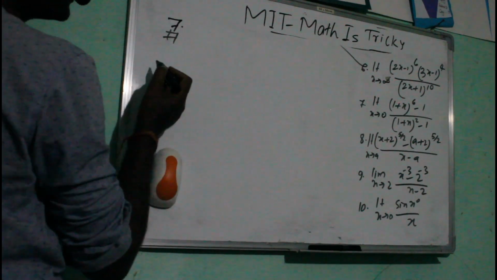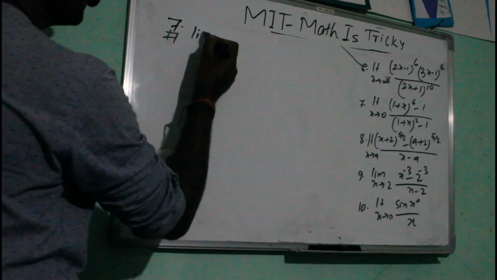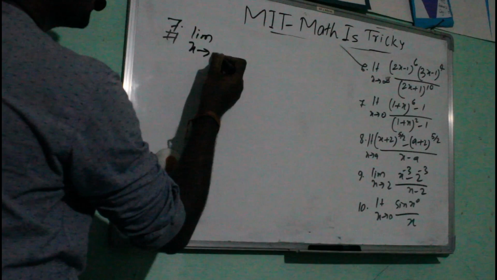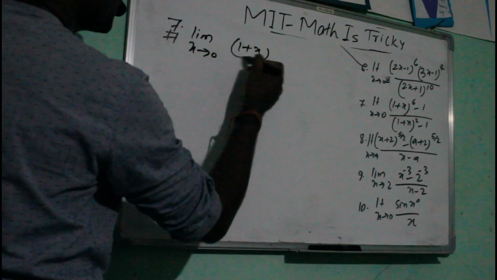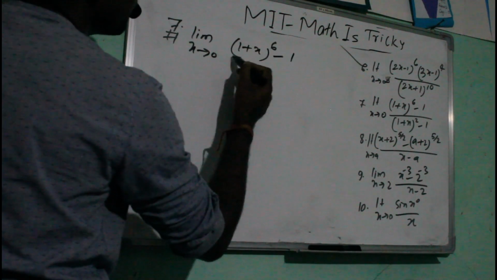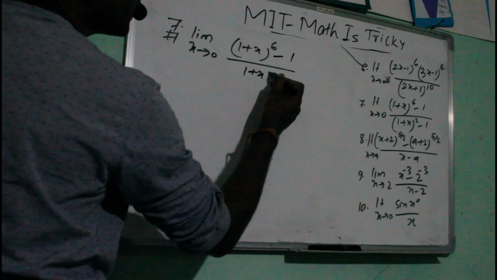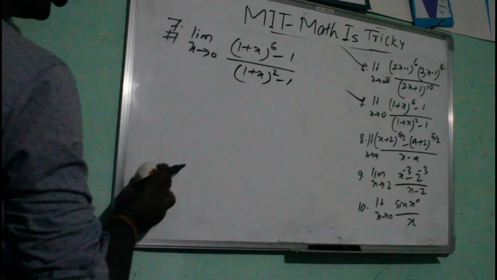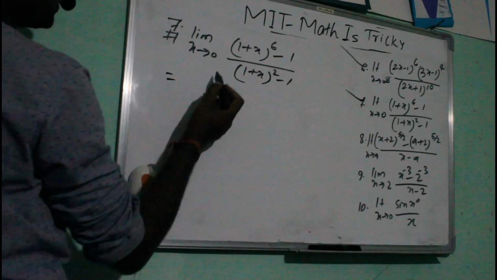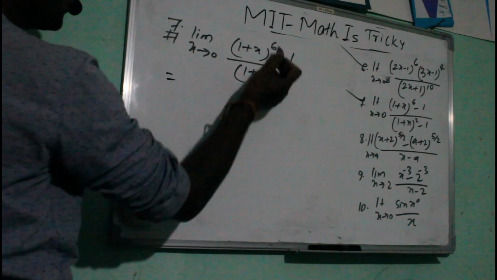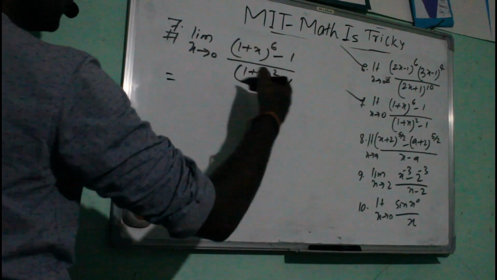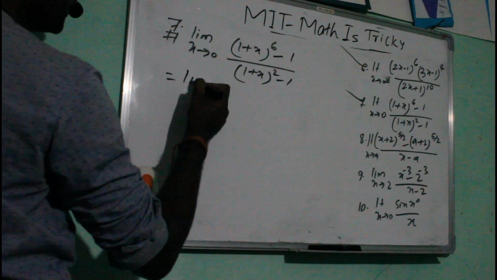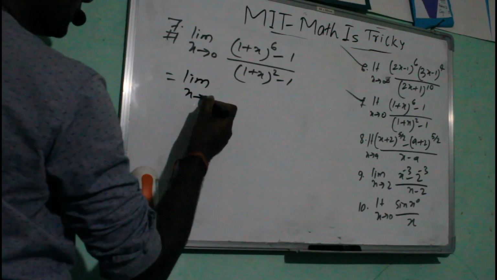Let's see this. Number 7 is limit x tends to 0 of 1 plus x power 6 minus 1 by 1 plus x whole square minus 1. So how can we solve this? Just try to change this into a form so that we can use the formula in the numerator and denominator. So this is what I'm going to do.